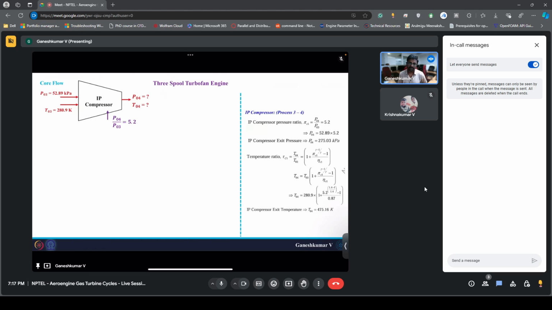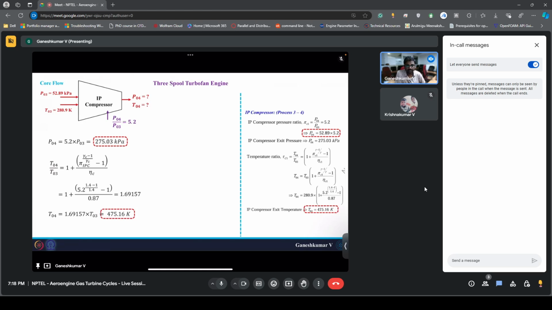The next component is the IP compressor, our intermediate pressure compressor. For this also we are given pressure ratios, and we know how to solve it. The exit pressure of this IP compressor would be 5.2 times the inlet pressure, which is 52.89 kilopascal. If you substitute these numbers, you end up with 275.03 kilopascal. Similarly, we know the isentropic efficiency expression, from which you can find the temperature ratio, and from it the temperature at the exit of the IP compressor to be 475.16 Kelvin. Up to this point nothing changes from our lecture problem.